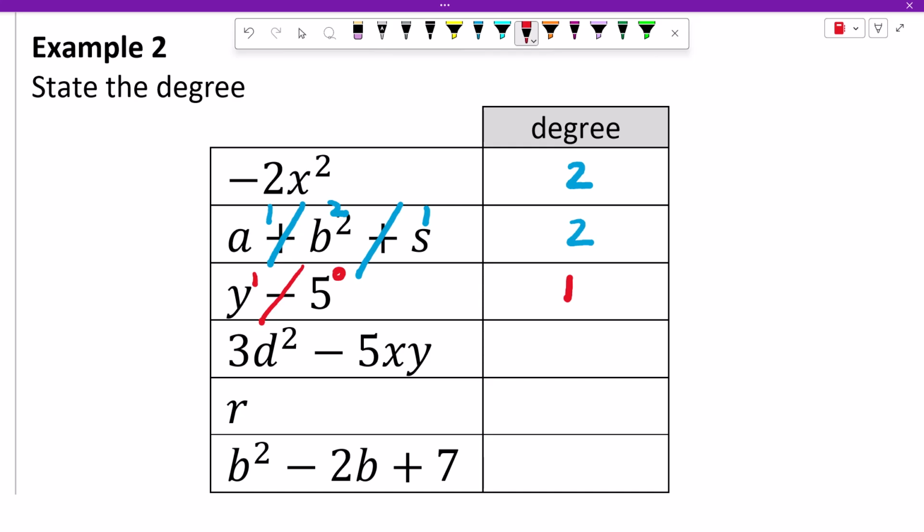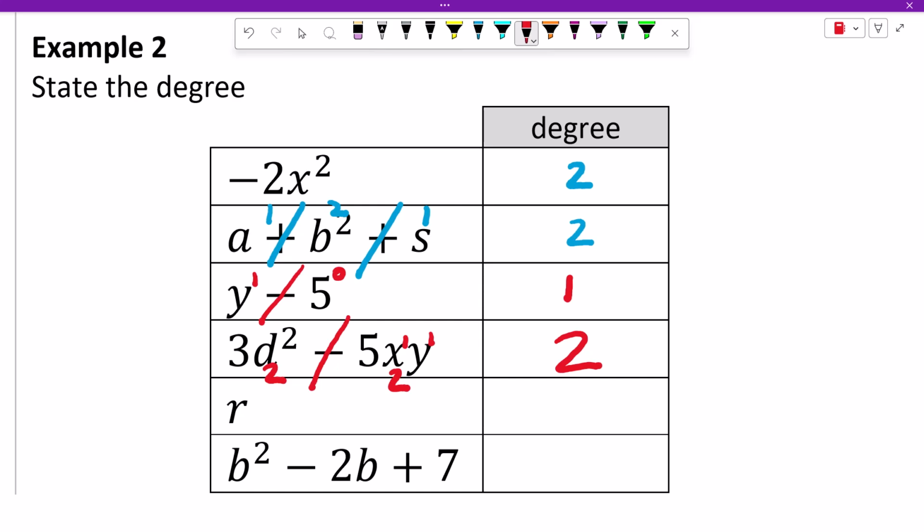Next one. How many terms? 2. We split it here. Degree of the first part? 2. There's only 1 letter there. Degree of the second part? 2. The x has a 1 and the y has a 1. We have to add those together. So overall, the highest one, 2.